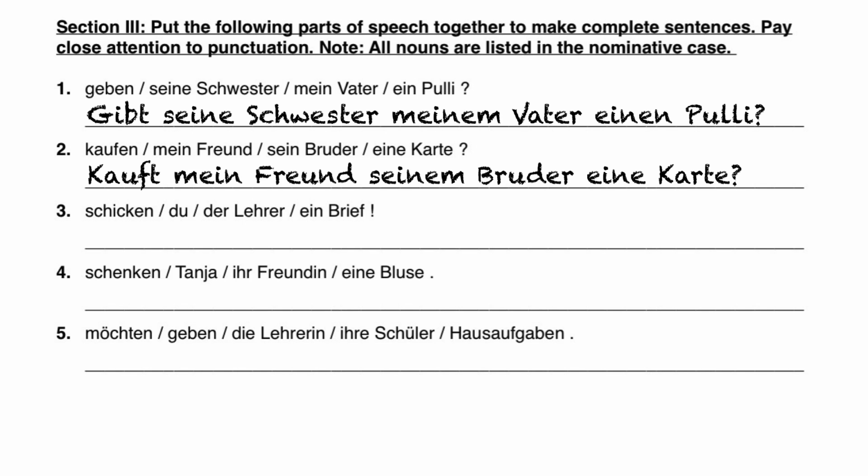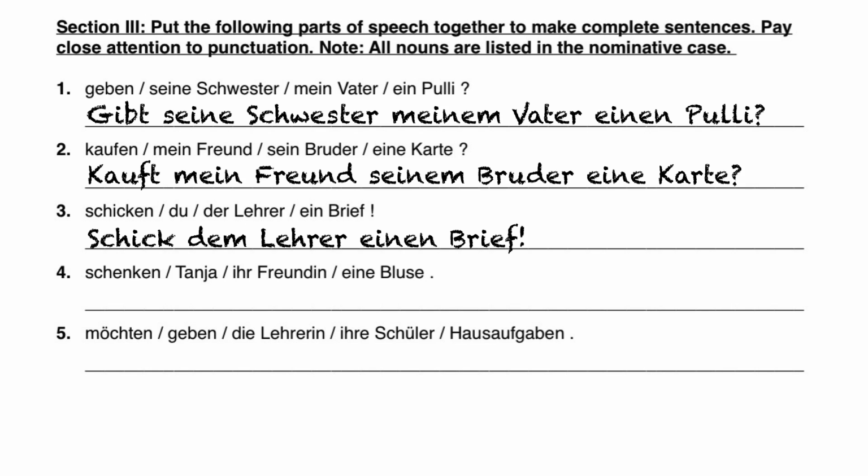Then we want to say what is being sent and to whom it is being sent. Einen Brief is the thing being sent, that's the direct object, and therefore the person who is receiving it is der Lehrer, which is the indirect object, which means that it changes to dem Lehrer. Schick dem Lehrer einen Brief. Send the teacher a letter. Einen Brief is the accusative case because it's the thing being sent. Dem Lehrer is the one receiving that letter and therefore is the dative case.